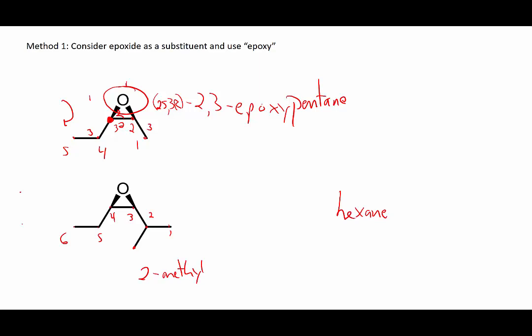And we put these alphabetically, so it's 3, 4 epoxy, 2-methyl, hexane, and then we'll also need to include the stereochemistry here, just as we did above.